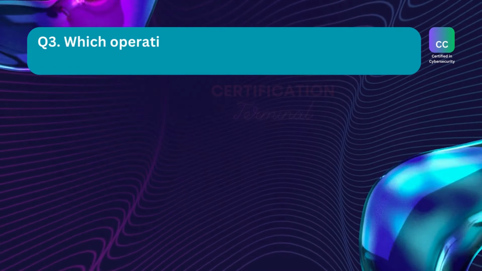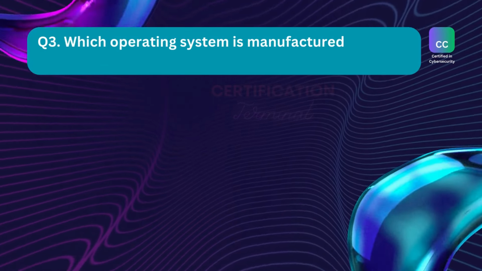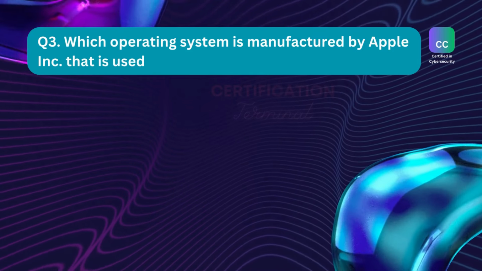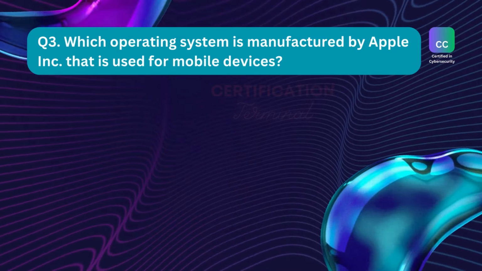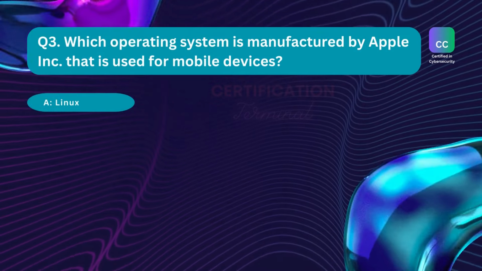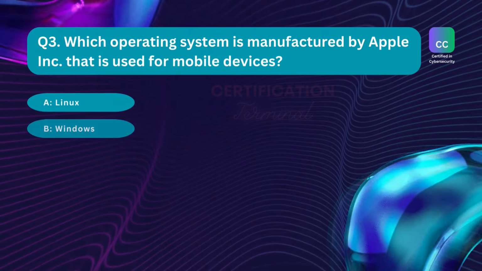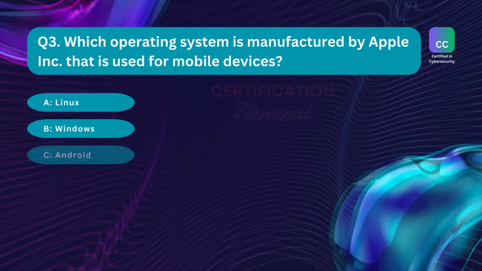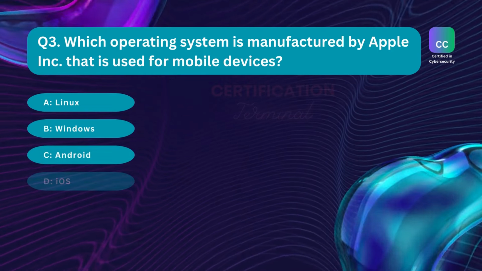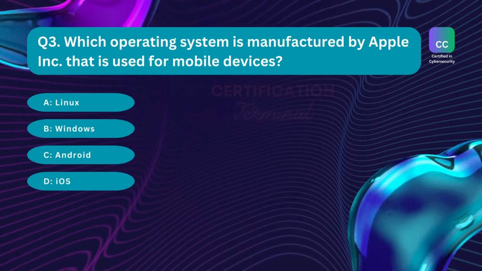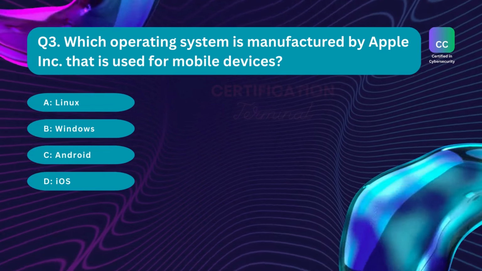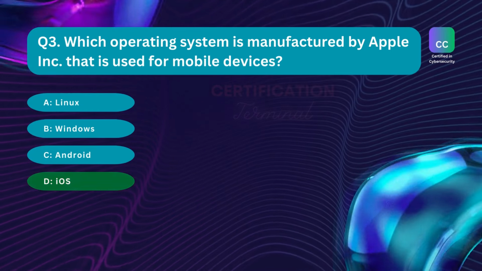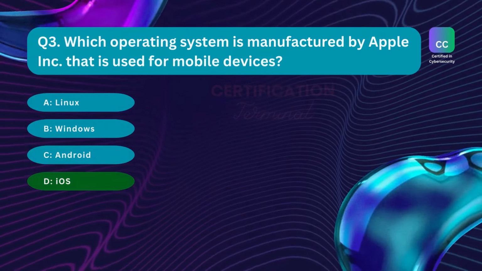Question number 3. Which operating system is manufactured by Apple, that is used for mobile devices? Option A, Linux. Option B, Windows. Option C, Android. Option D, iOS. The correct answer is Option D, iOS.